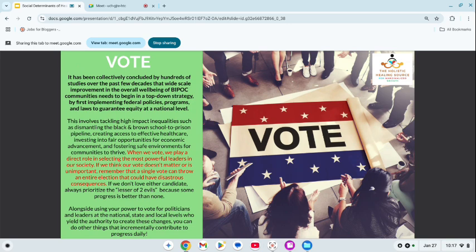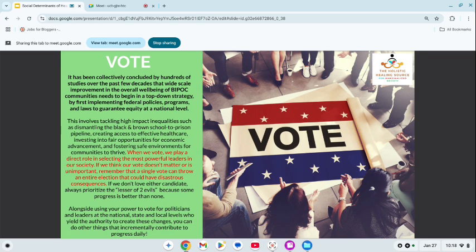This involves tackling high-impact inequalities, such as dismantling the Black and Brown school to prison pipeline, creating access to effective care, investing into fair opportunities for economic advancement, and fostering safe environments for communities to thrive. When we vote, we play a direct role in selecting the most powerful leaders in our society.